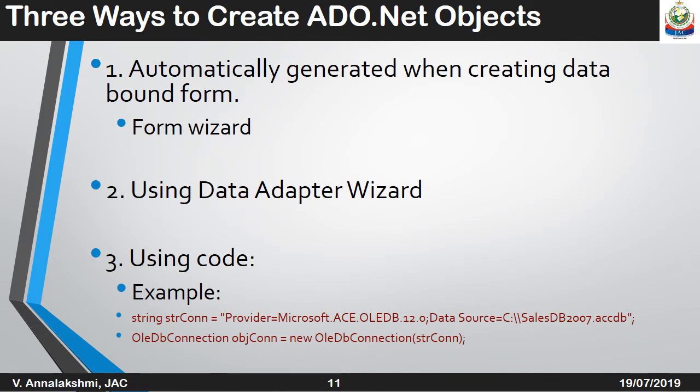Three ways to create ADO.NET objects. The first is automatically generated when creating a data bound form using the form wizard. The second is using the data adapter wizard. And the third is using code. If you are using code, for example, the connection string equals the provider name Microsoft.ACE.OLEDB.12.0 and the data source where you store the database, that is the Microsoft Access database. Next, the OLEDB connection object takes the connection string.